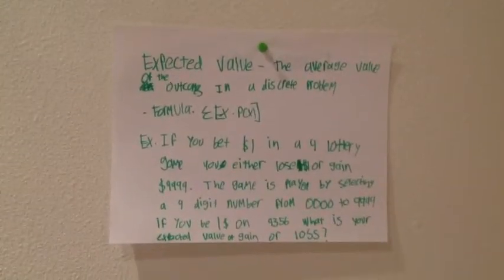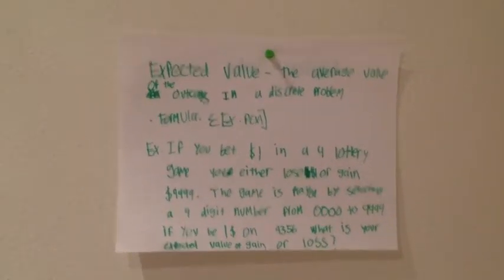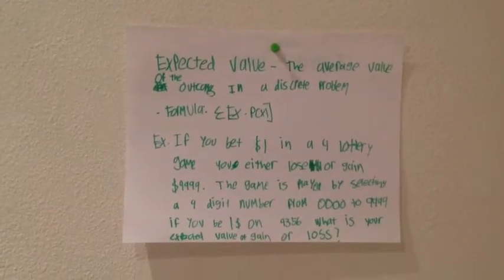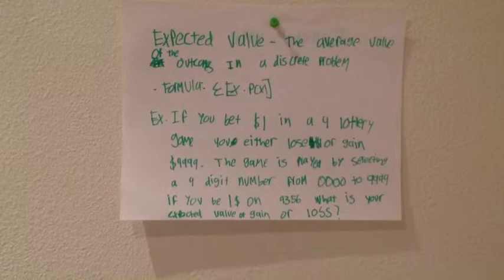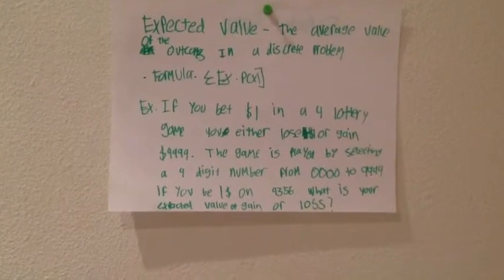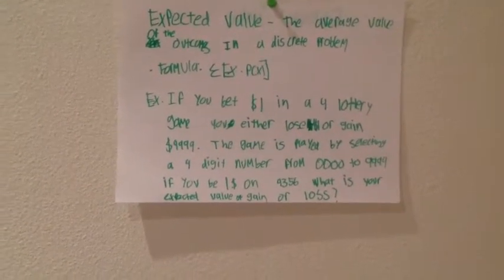Now we're going to learn about the expected value. The expected value is defined as the average value of the outcomes in a discrete problem. The formula is, again, the sum of x times p of x. We're going to do an example.